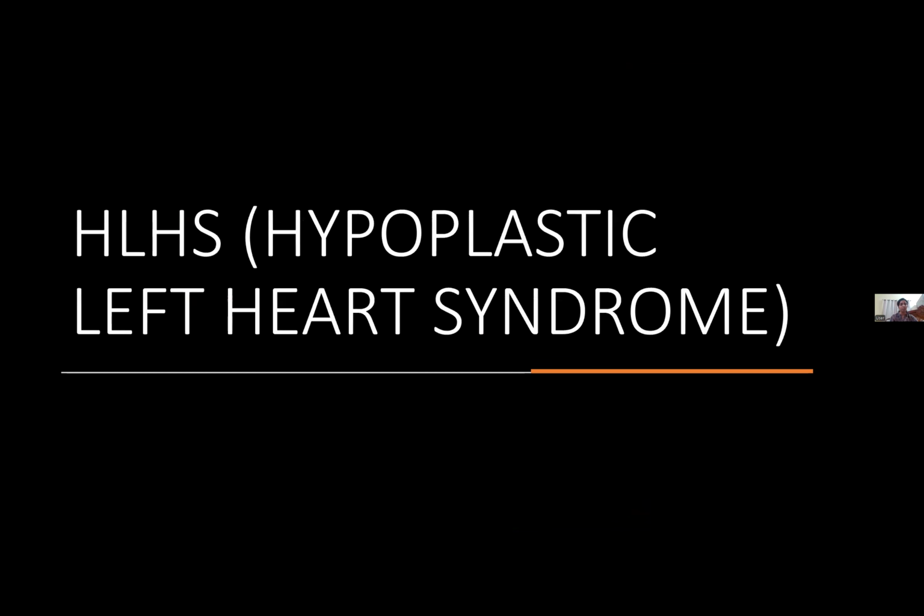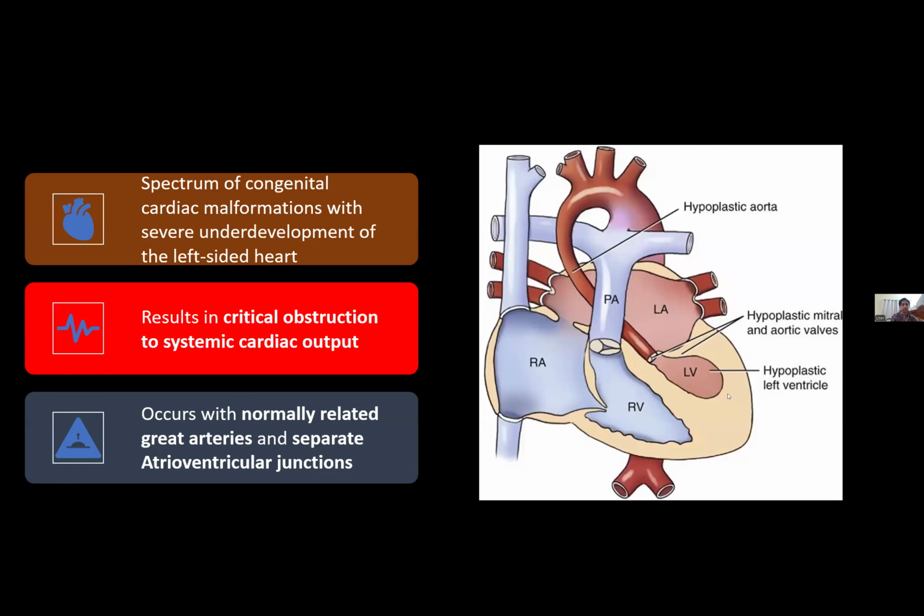We'll now move on to hypoplastic left heart syndrome, the most severe manifestation of left-sided obstructive heart disease. Hypoplastic left heart syndrome is a spectrum of congenital cardiac malformations characterized by severe underdevelopment of the left-sided structures, the left ventricle and left ventricular outflow tract, resulting in obstruction to the systemic cardiac output. The great arteries are normally aligned and there is no common atrioventricular junction. The hallmark features include a hypoplastic left ventricle, mitral stenosis or atresia, aortic stenosis or atresia, and hypoplastic ascending aorta and aortic arch. Consequently, the right ventricle becomes the systemic ventricle forming the cardiac apex.